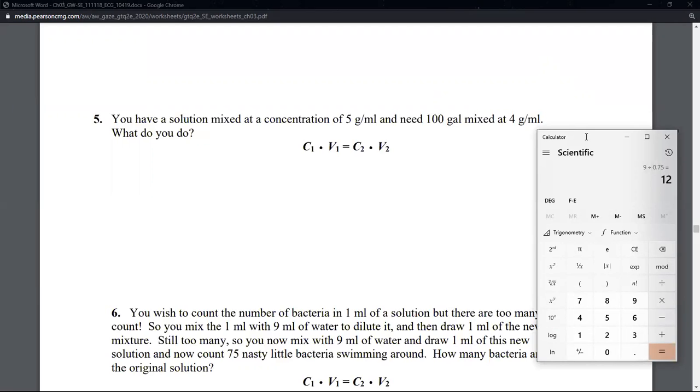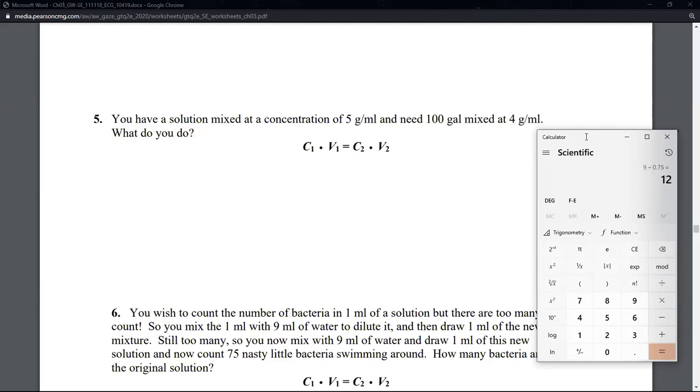All right, so you have a solution mixed at a concentration of 5 grams per milliliter. Oh, good Lord, solution, volumes, mixtures of concentrations? This is terrible stuff. I don't understand this. All right, you have a class and you're giving them 5 M&Ms per student. That's the same thing here. 5 M&Ms per student, that's the rate. It's just a rate. Don't worry about the concept.